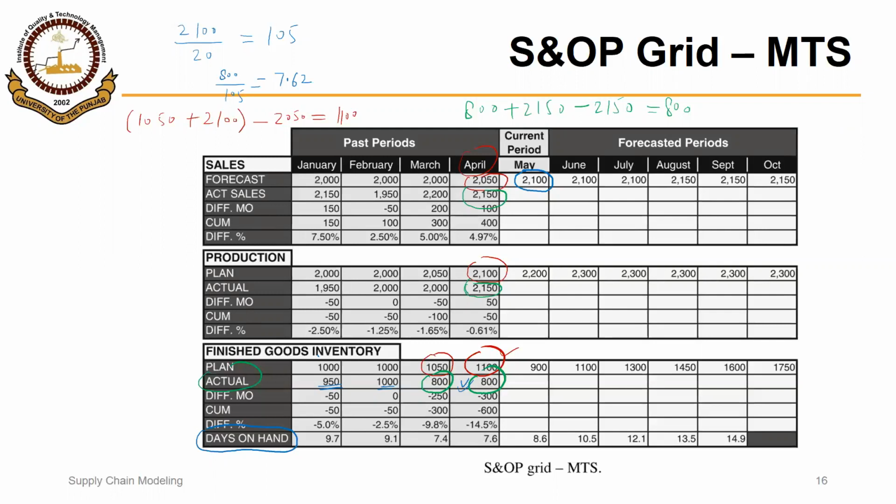So I hope you have got an idea. We will be performing some of these calculations, especially developing the production plan and checking this plan against the available capacity, in the subsequent sessions. But in the next session, we will discuss the S&OP grid for a made to order manufacturing environment. Thank you very much.